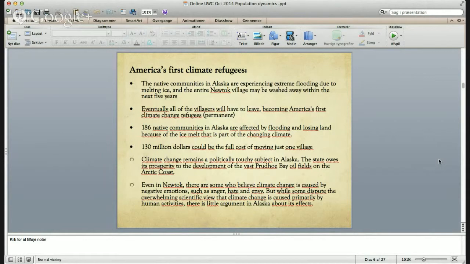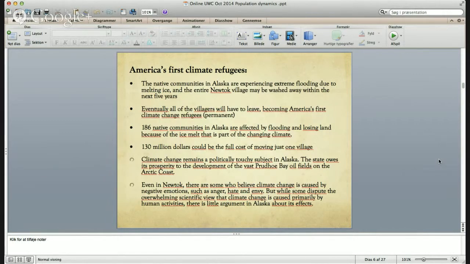And I thought that one of the really captivating moments from the video is when we see the young woman, I can't recall her name, who talks about how just the year previously, the border between the ice and the ocean was so much further away, but it comes closer and closer to her. So of course this means that eventually all of the villagers will have to leave. And then they argue that they are becoming America's first climate change refugees.